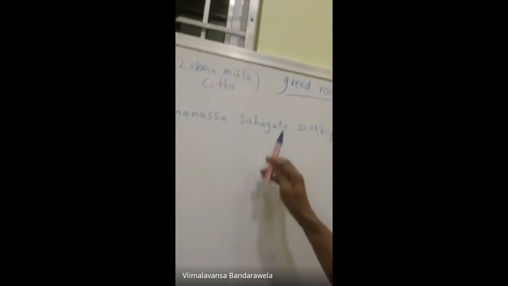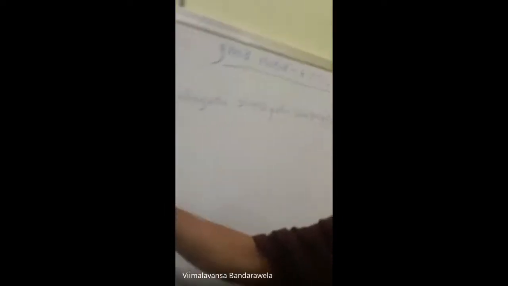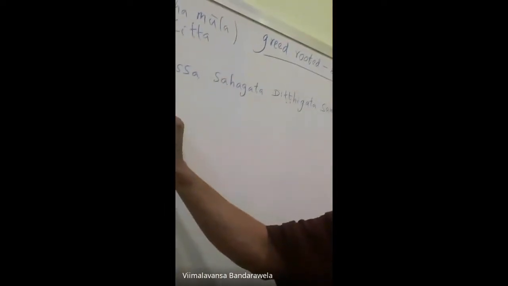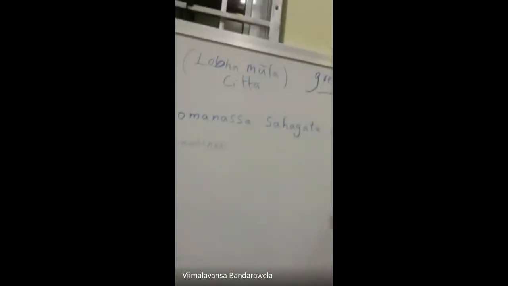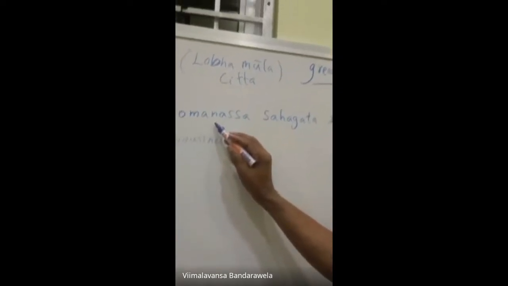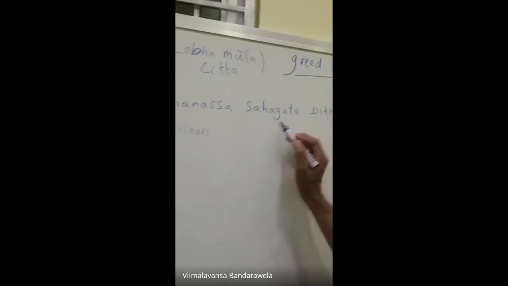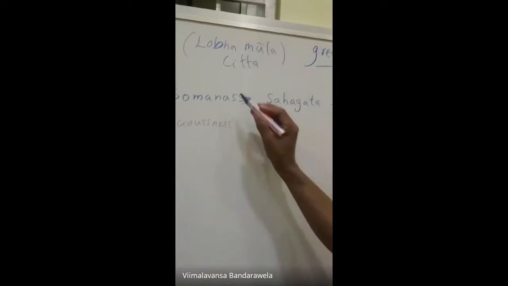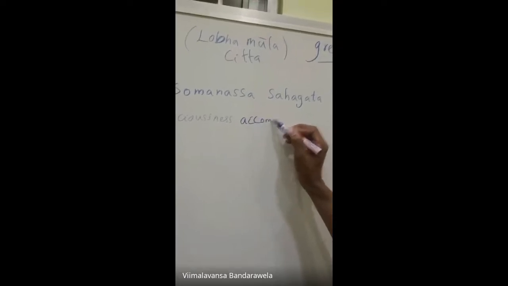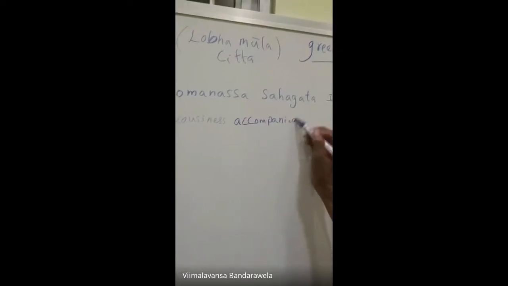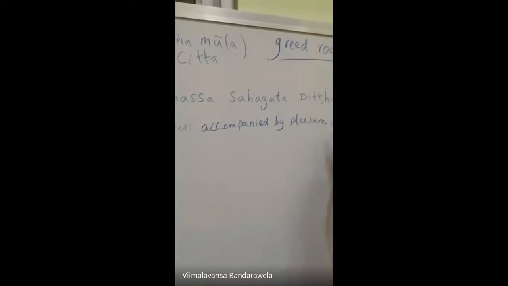So let's see what's the meaning. Somanasa sahagata means the consciousness, the chitta we can say here, the consciousness or the mind, right? Somanasa means pleasure. Sahagata means accompanied by, associated with. So it is the consciousness accompanied by pleasure.